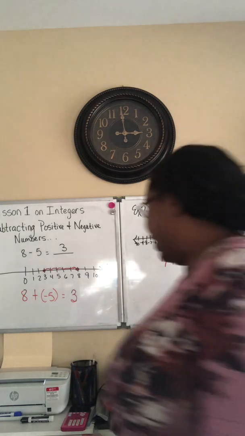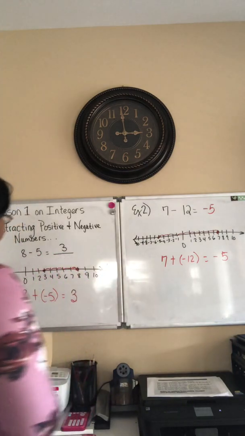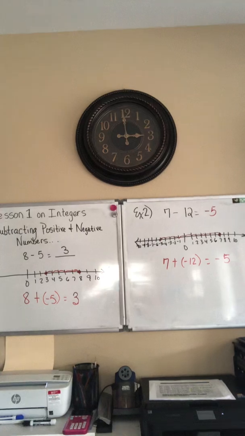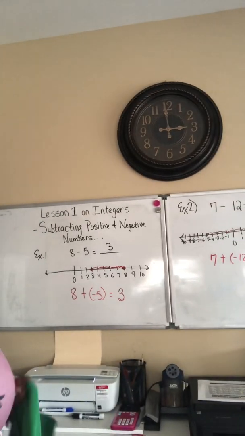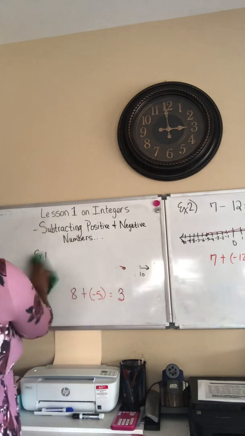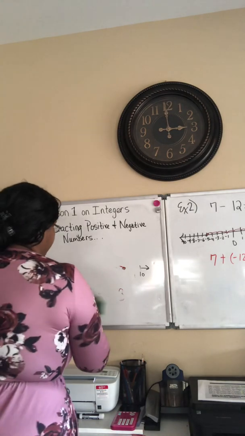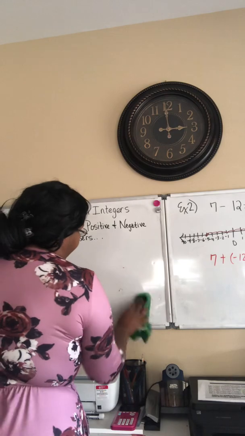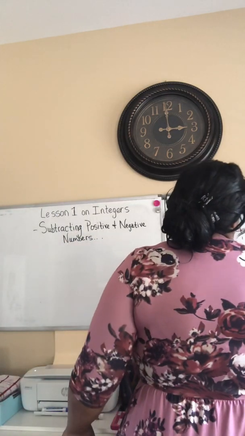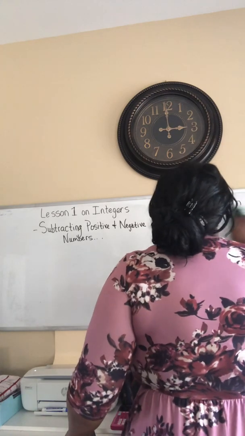Okay, all right. Now, let's look at the next part of what we do when we're actually subtracting positive and negative numbers. So that's what happens when you have two positive values. That's what that's considered. Now let's see what happens when you have two negative numbers. And again, this is a little more tricky.